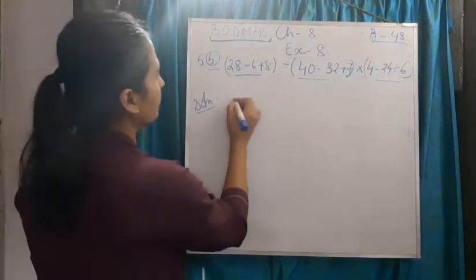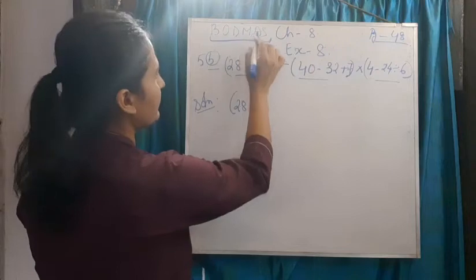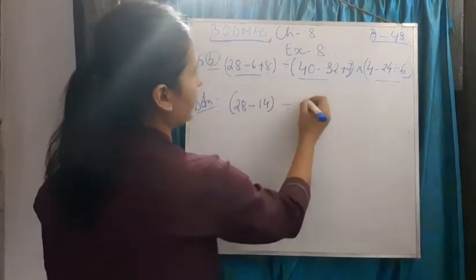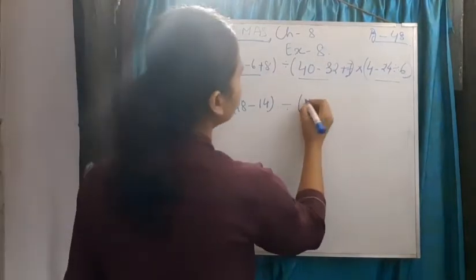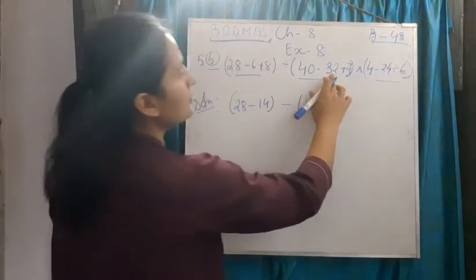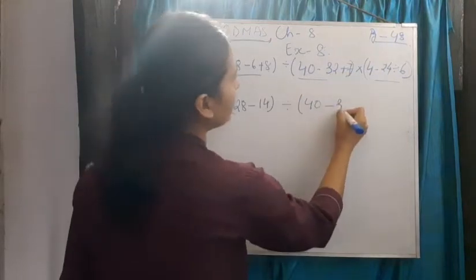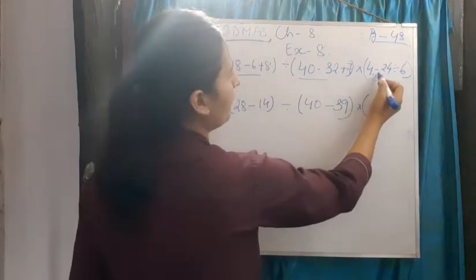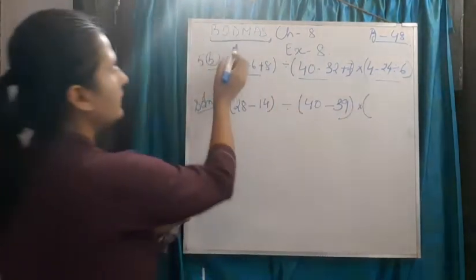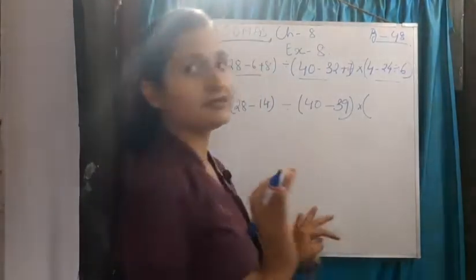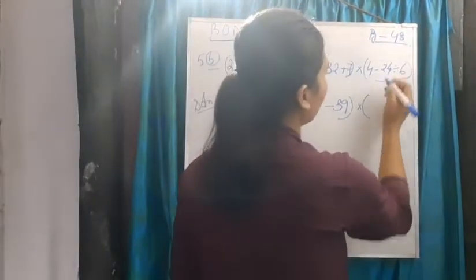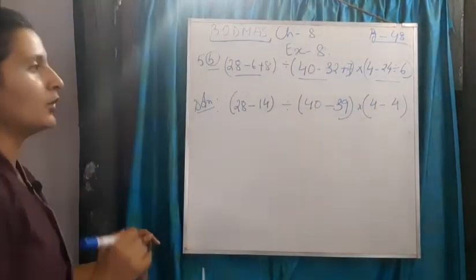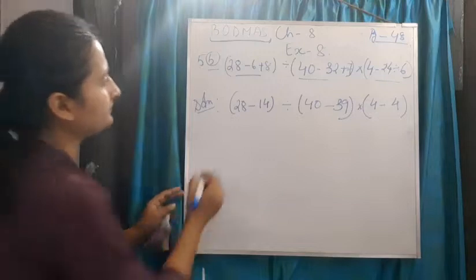So for the first one, it is addition first, right? So 6 plus 8 is your 14. Then next, again here, 40 minus, so 32 plus 7 will be how much? 39 into. So here you can see 4 minus 24 divided by 6, right? So what comes first? Division. So we will divide it first. So 6 fours are 24, right? So 4 minus 4. I hope that you can see it.